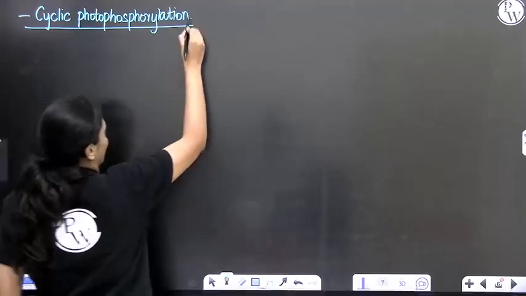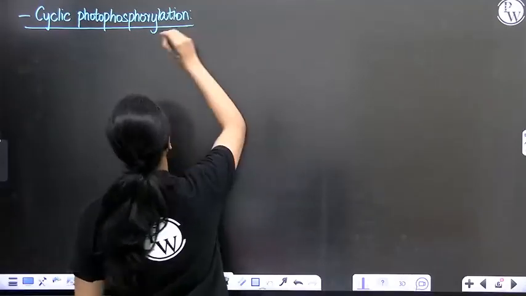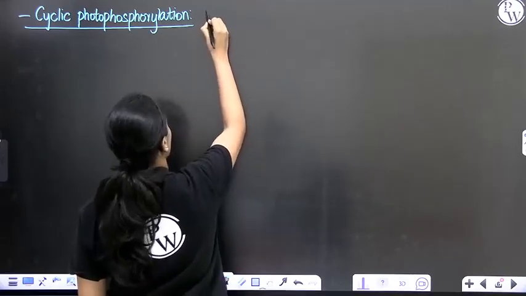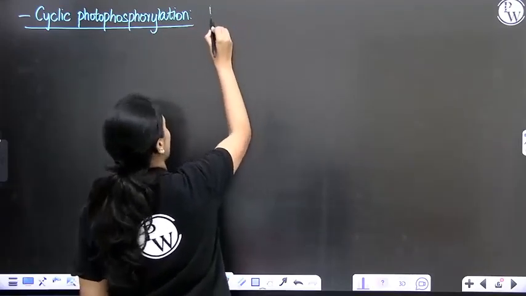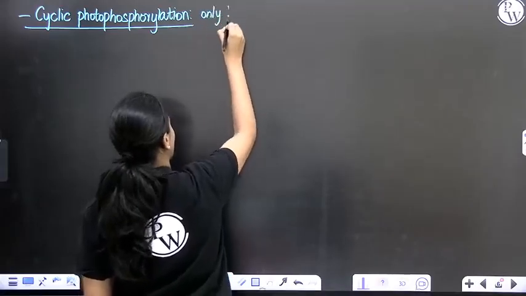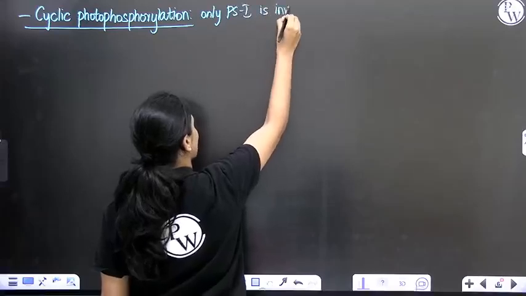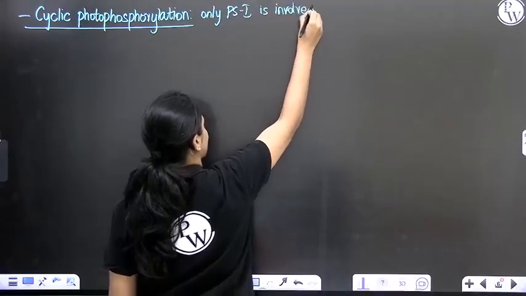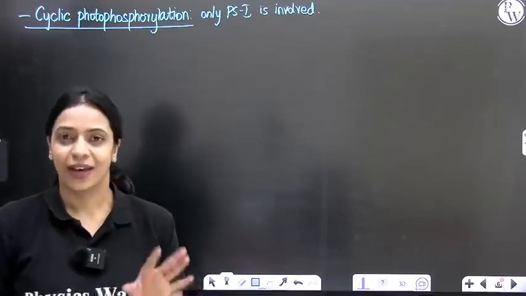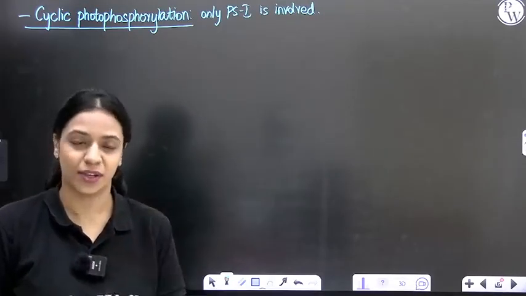In cyclic photophosphorylation, let's first understand in what conditions it will happen. Cyclic photophosphorylation requires that only PS1 is involved here. Only PS1 is involved. Where is a possible location where only PS1 is present?